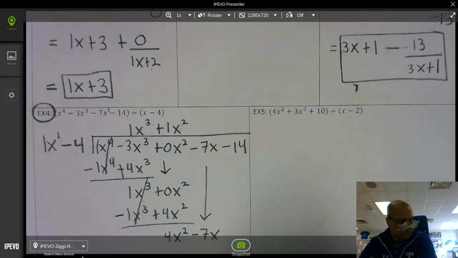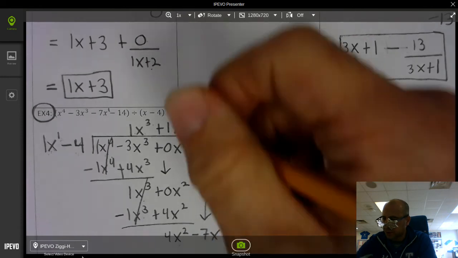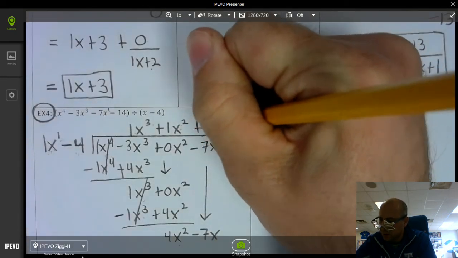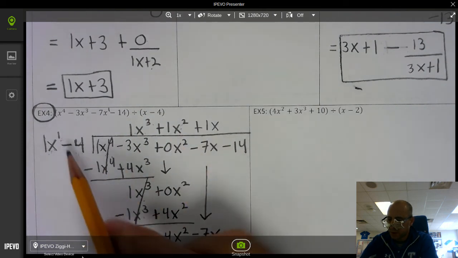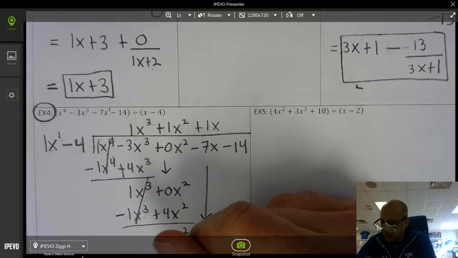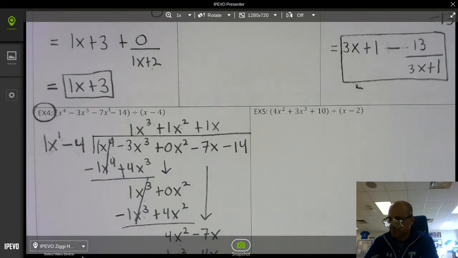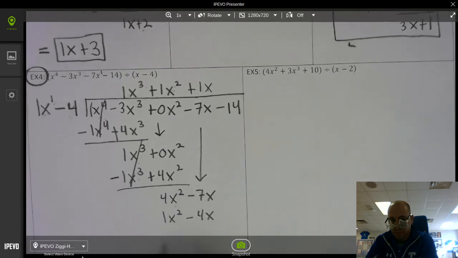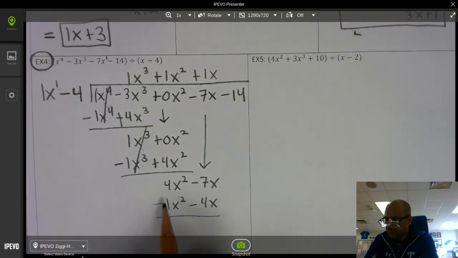All right, so here you're going to ask yourself, well, what do you multiply 1x by to give you 4x squared? Well, the answer to that is plus 1x. 1x times 1x is 1x squared. 1x times negative 4 is a negative 4x. So you subtract. All right, I'm hoping you catch the mistake I just made. And I did this on purpose because if these don't cancel, then you did not put the right number, and I'm doing that on purpose.